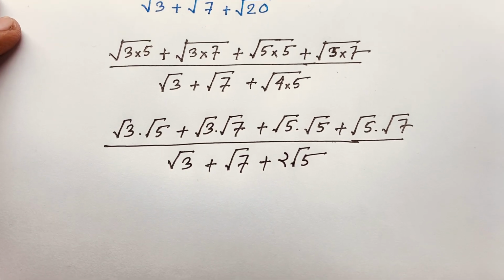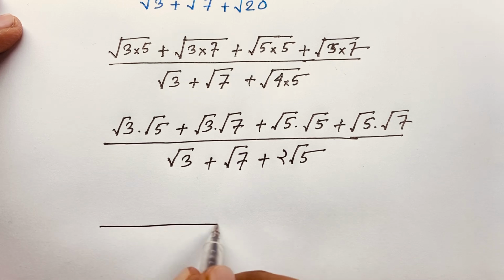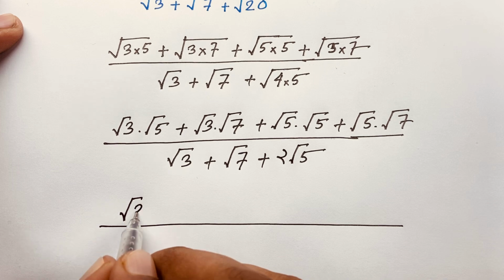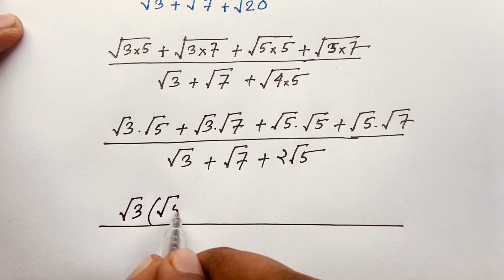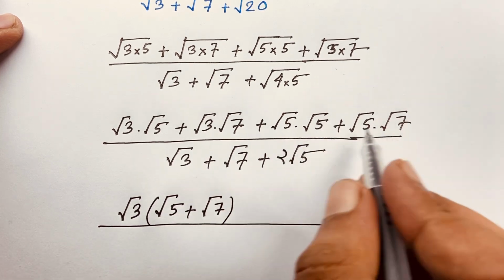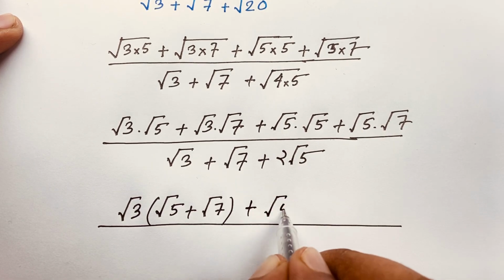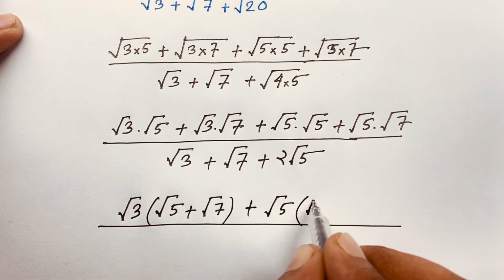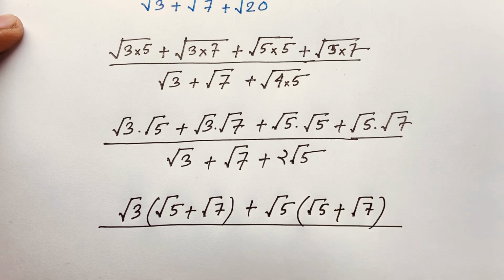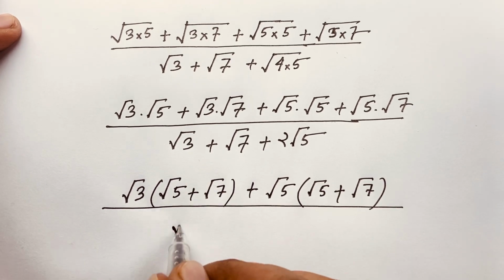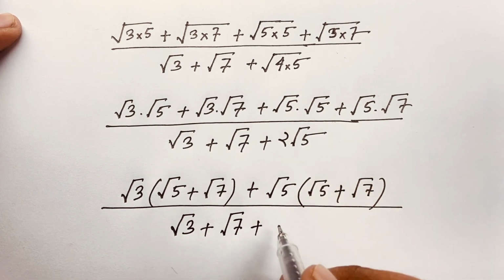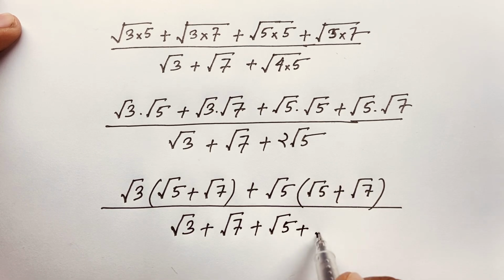Now in this case you can see easily here square root 3 is common, so it will be square root 3 times the quantity square root 5 plus square root 7. Then here square root 5 is common, so square root 5 times, this divided by this, square root 5 plus this divided by this, square root 7, over square root 3 plus square root 7 and 2 square root 5, it will be square root 5 plus square root 5.